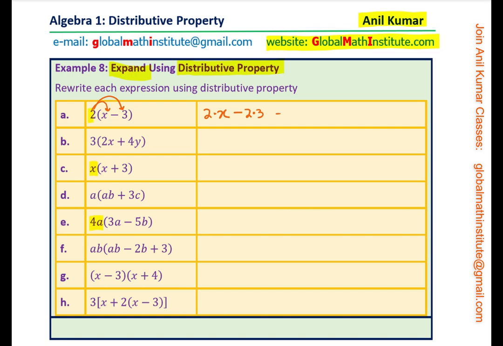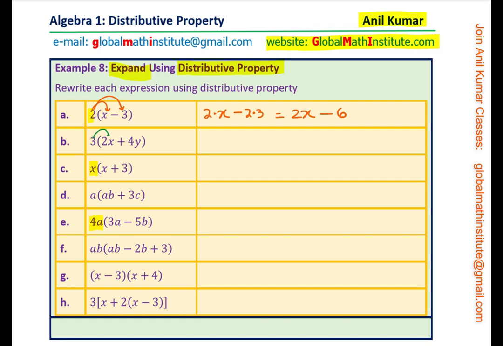Now we can multiply 2 and x, we get 2x. And 2 times 3 is 6, the minus sign is retained, and we get 6. You understand how the distributive property was applied. Let's take the next one.